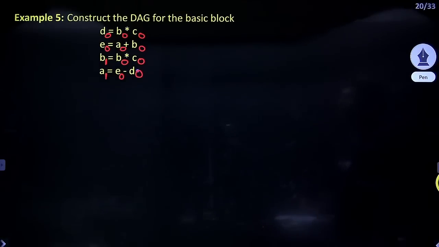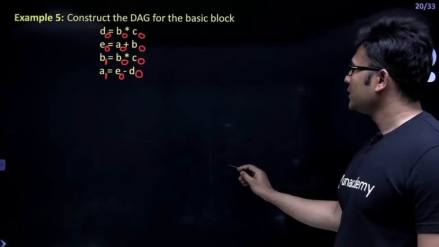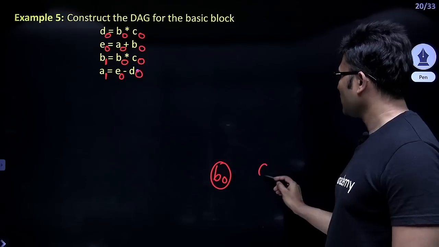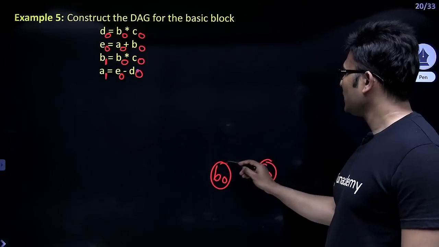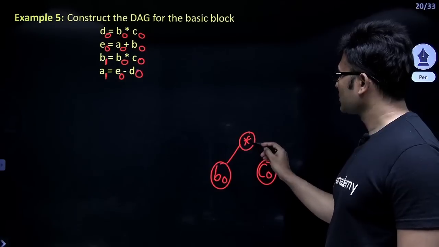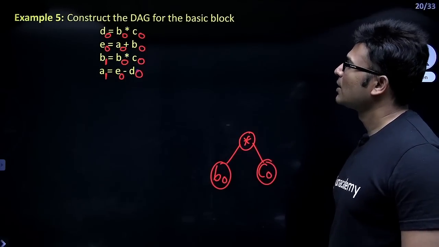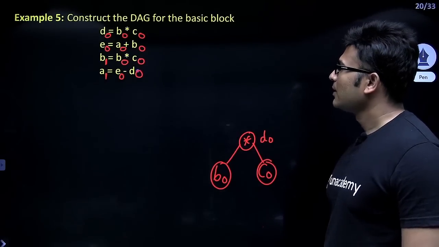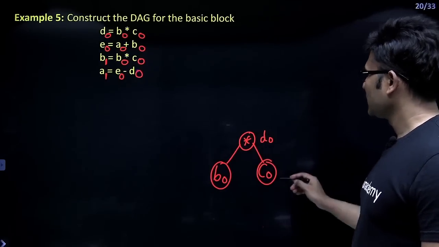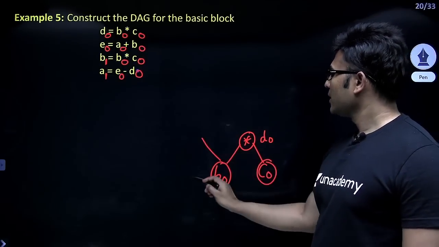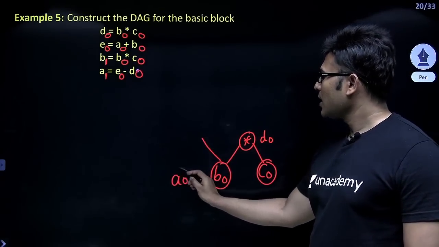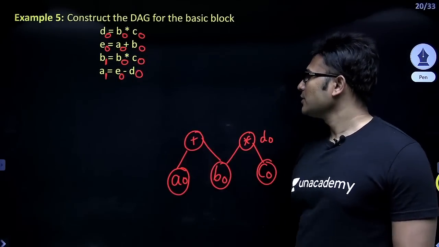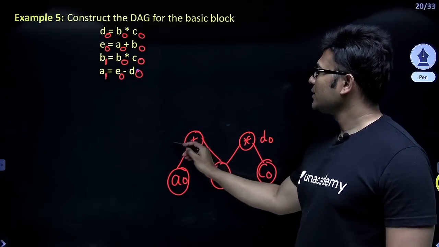Got it? Now we can do it the same way. So B naught, C naught, I am going to multiply them, and the result I call D naught. And then B naught and A naught, I am going to add them. So second statement, right? So here add them, and I'm going to call it E naught.